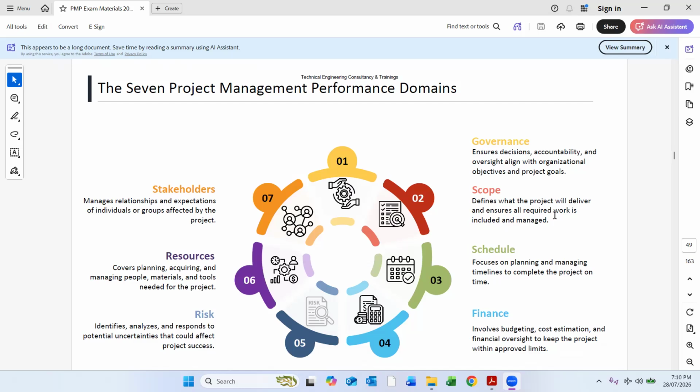In stakeholders, it depends upon the relationship between different stakeholders, like their expectations and meeting their needs, and stakeholders should be properly communicated with. That's the most important part. That's why managing relationships with the stakeholders in the project is so important.